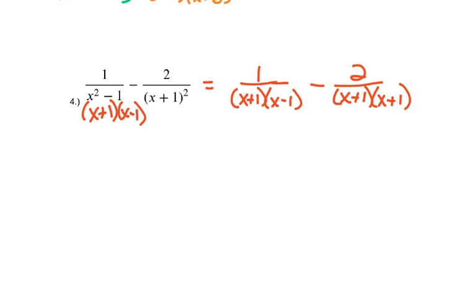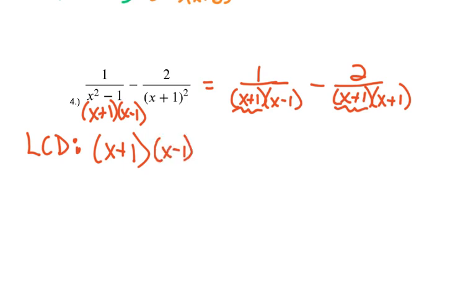Now we need to find our least common denominator, or our LCD. And that you find by first finding what they have in common. So they both have an x plus 1 and an x plus 1. And now you just tack on what else is left over. We have an x minus 1 and we have an x plus 1. So this will be our common denominator for both terms.